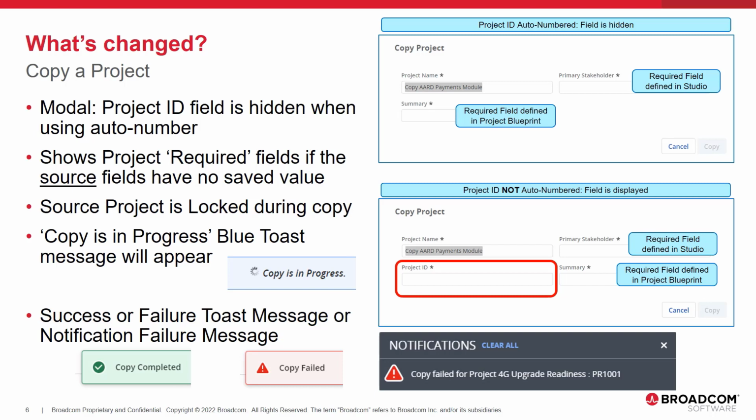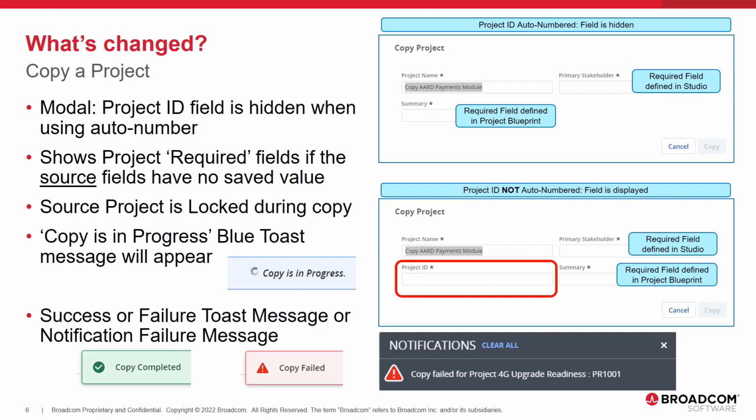If the required fields on the source project are not populated, they are pulled into the modal automatically. It will show studio required fields and project-specific blueprint required fields if the source project does not have values entered. Sub-object required fields are not shown on the modal. If there are studio required fields not filled in for any stock or custom sub-objects, the copy action will fail.